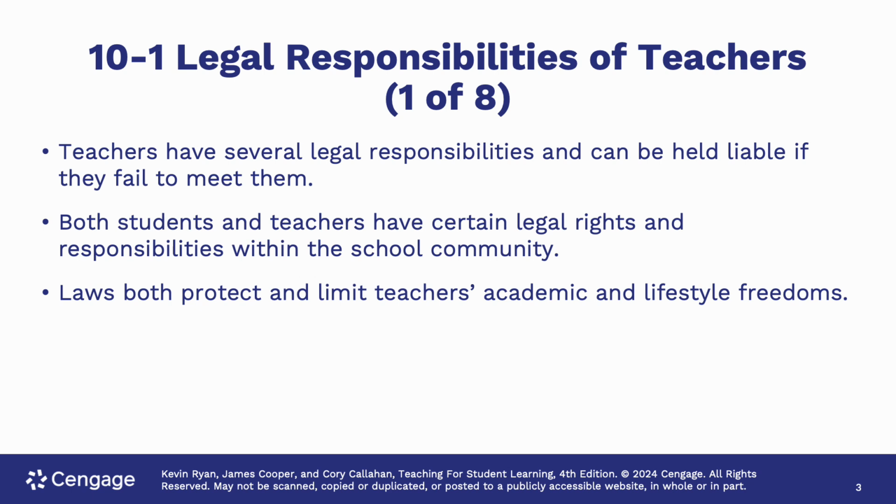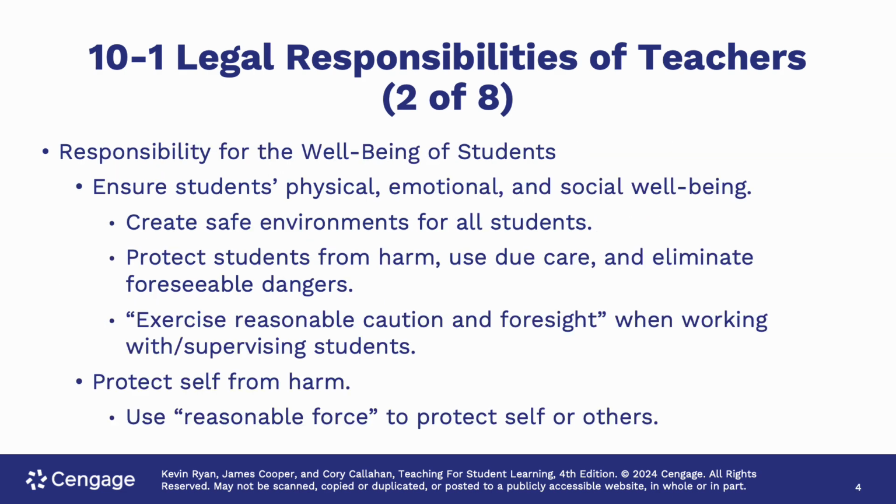Teachers have several legal responsibilities and can be held liable if they fail to meet them. Students and teachers both have certain legal rights and responsibilities, and there are laws that both protect and limit teachers' academic and lifestyle freedoms. First is the responsibility for the well-being of students. It's important that you are able to ensure students' physical, emotional, and social well-being, create a safe environment, protect them from harm, eliminate foreseeable dangers, exercise reasonable caution and foresight, and protect yourself from harm. Use reasonable force to protect self or others.